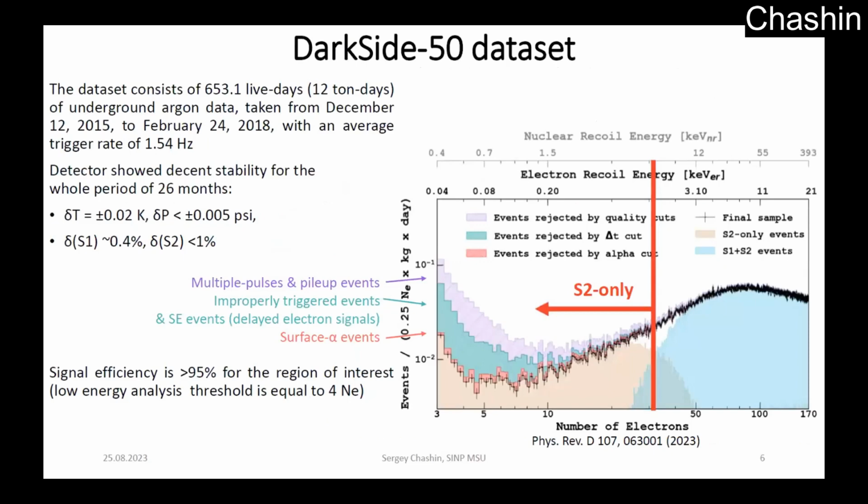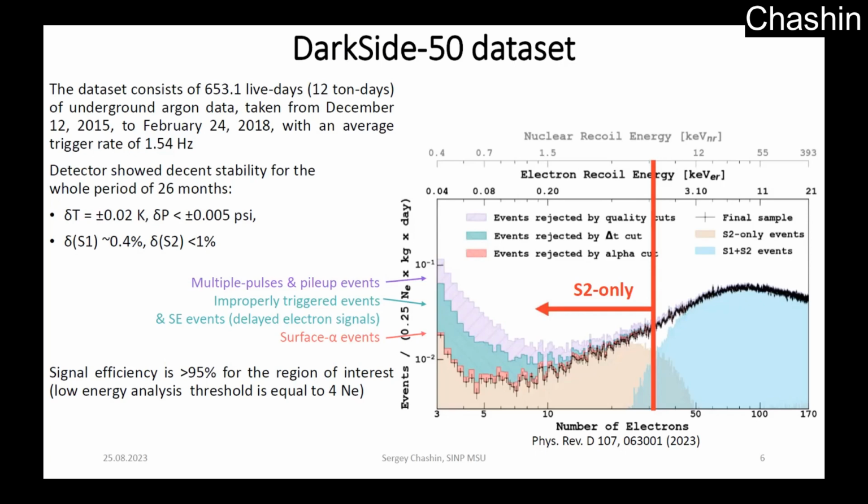So here you can see the DarkSide-50 dataset. It consists of more than 650 live days of underground argon data, or 12 ton-days of exposure. During the 26 months period in which the data was taken, the detector showed some instability, but the internal parameters and the amplitudes of S1 and S2 signals were quite stable.